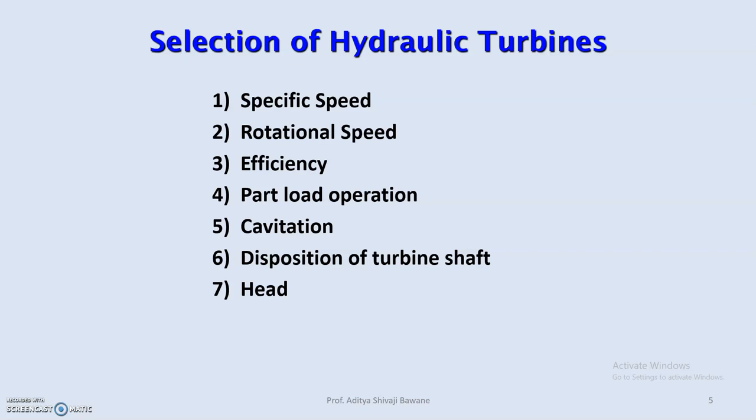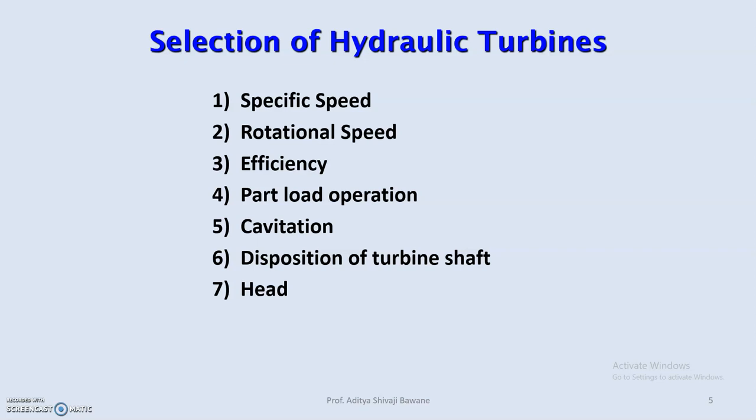Second is rotational speed. Rotational speed depends upon the specific speed. Also the rotational speed of an electric generator with which the turbine is to be directly coupled depends upon the frequency and number of pairs of poles. So the value of specific speed adopted should be such that it gives synchronous speed of the generator. Next is efficiency. So we must choose a turbine which has maximum overall efficiency.